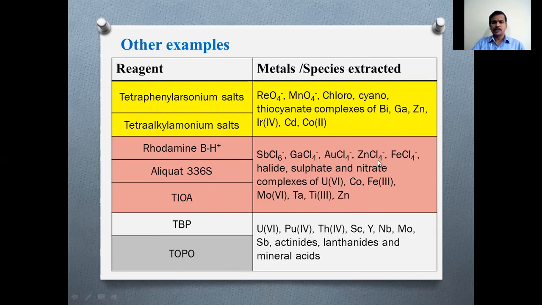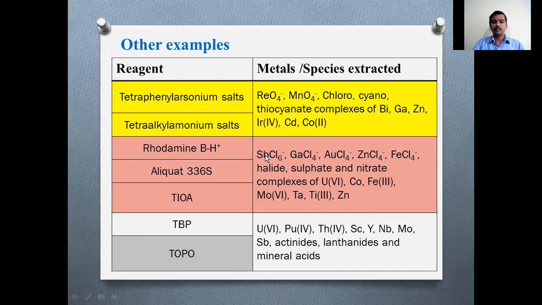titanium 3, zinc, etc. Many metals can be subjected to extraction, and even perrhenate, permanganate, and chlorocyanothiocyanate complexes of bismuth, gallium, zinc, iridium, cadmium, and cobalt can also be extracted by using these positively charged tetraphenyl arsonium and tetraalkyl ammonium salts. And TBP and TOPO are two simple, commonly used reagents for the extraction of uranium 6, plutonium 4, thorium 4, scandium, yttrium, niobium, molybdenum, antimony, actinides, lanthanides, and other species from mineral acids.